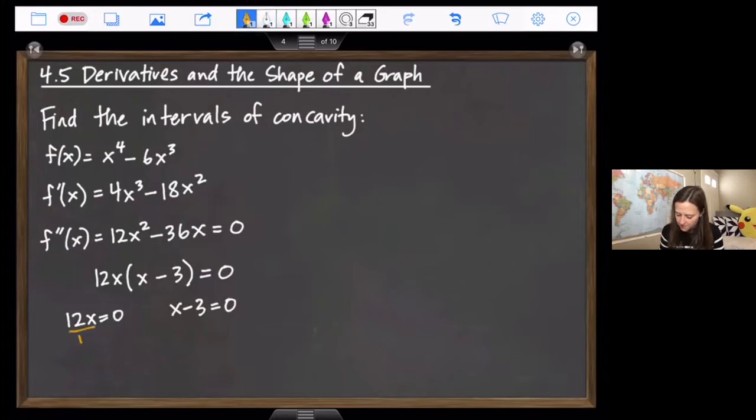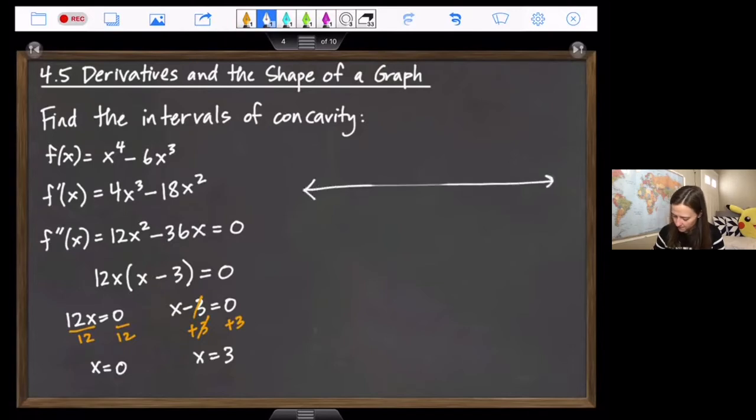And divide by 12, I get x equals 0. And I've got plus 3. I've got x equals 3. Okay, so I have two potential inflection points where the concavity might change. So let's set up our interval. And I'm going to put x equals 0 and x equals 3 on my number line.